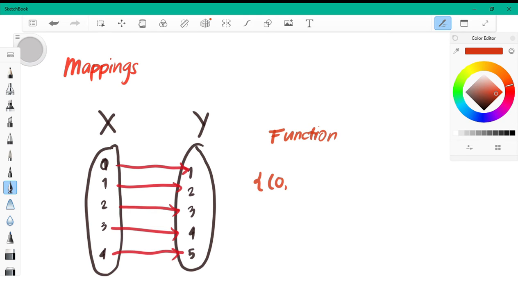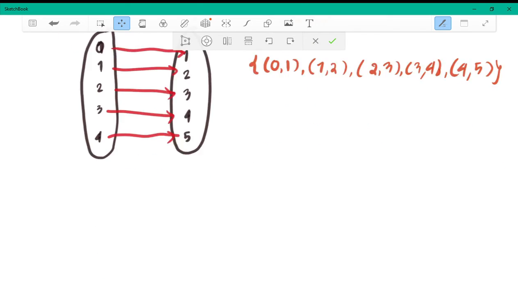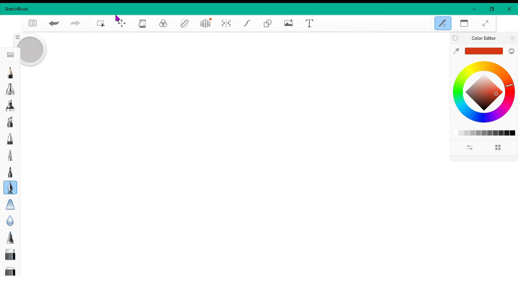So this mapping can be written as a set of ordered pairs: (0, 1), (1, 2), (2, 3), (3, 4), and (4, 5). So let's look at another example. We have another x and y. We can use the same values. We have 0, 1, 2, 3, 4 and 1, 2, 3, 4, 5.